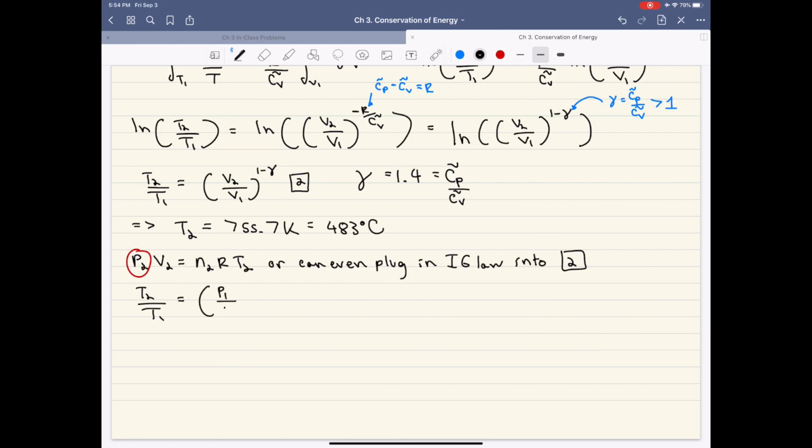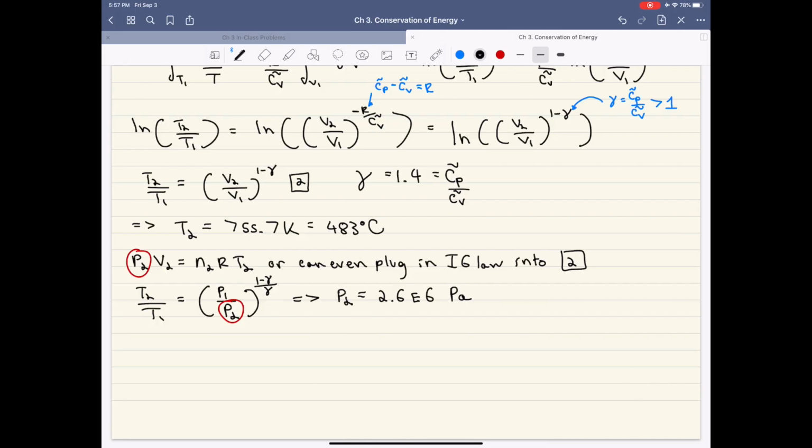P1 over P2 is 1 minus gamma over gamma. Remember, this is flipped. P1's on top, P2's on the bottom here, and that just comes from invoking the ideal gas law. In any case, P2 is our unknown. We know everything else. If we plug in, we get that P2 is equal to 2.6 e to the 6 pascals. So when we compress the system, we see that the pressure also increases.